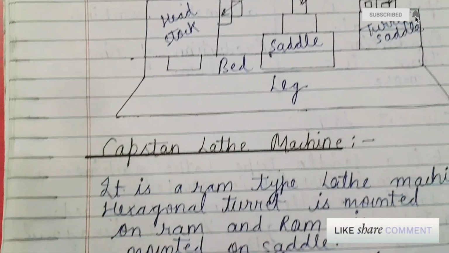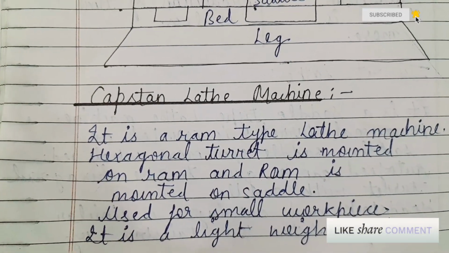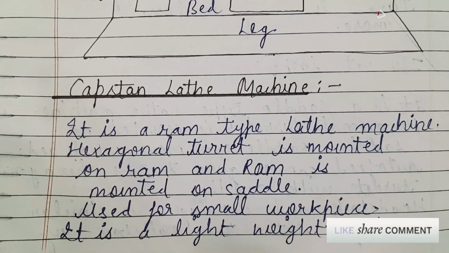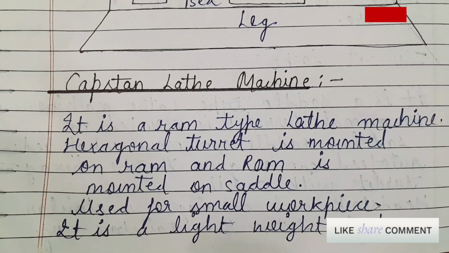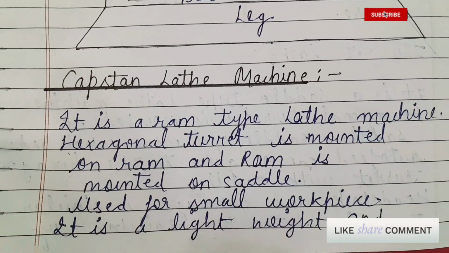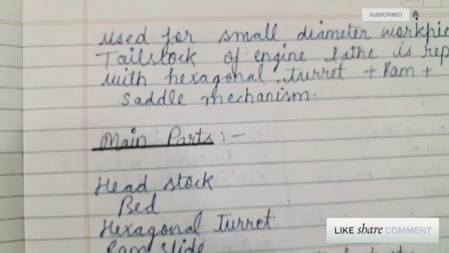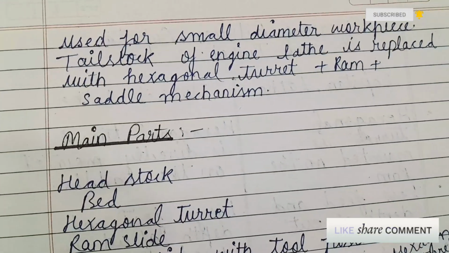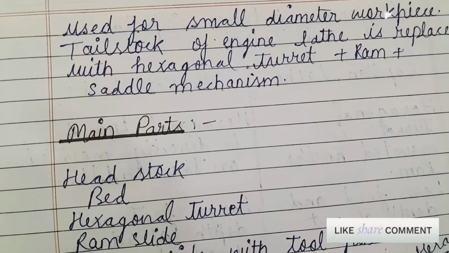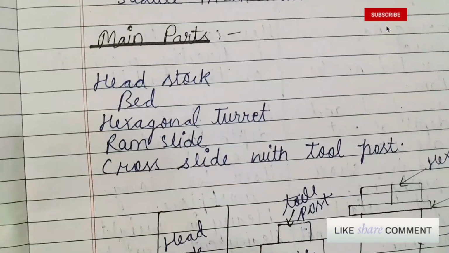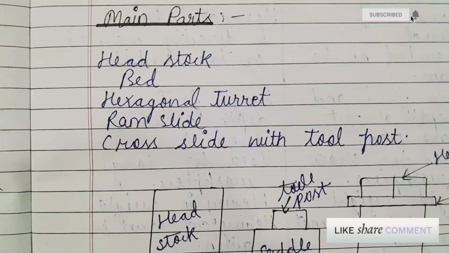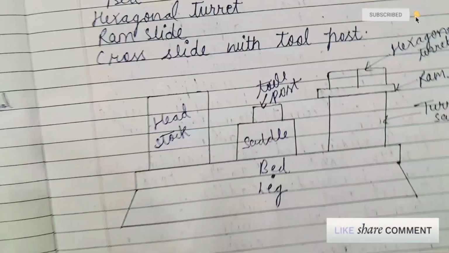And next type of lathe is the capstan lathe machine. It is a ram type lathe machine. The hexagonal turret is mounted on the ram and the ram is mounted on the saddle. Used for small workpieces. It is lightweight, used for small diameter workpieces. The tailstock of the engine lathe is replaced with the hexagonal turret, ram, saddle mechanism. Its parts are headstock, bed, hexagonal turret, ram slide, cross slide with tool post, and its diagram is.